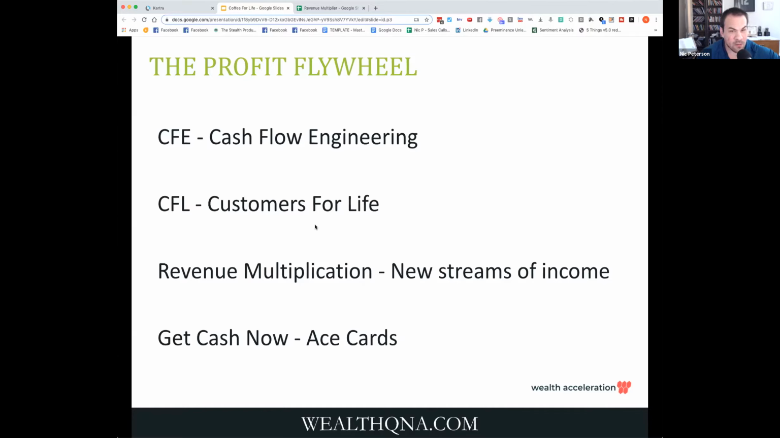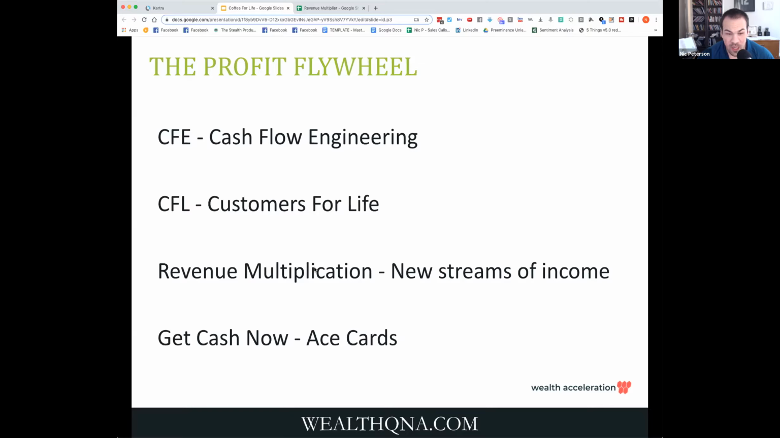Revenue multiplication, another part of the flywheel. It's important. I'm going to show you how I use this with our case study. Her name's Nicole. Revenue multiplication would be adding another stream of income, another offer, another business, maybe an acquisition, an investment, something like that. So we should have our core thing, re-engineer the cash flows, install customers for life, and then explore whether we want to add another thing.